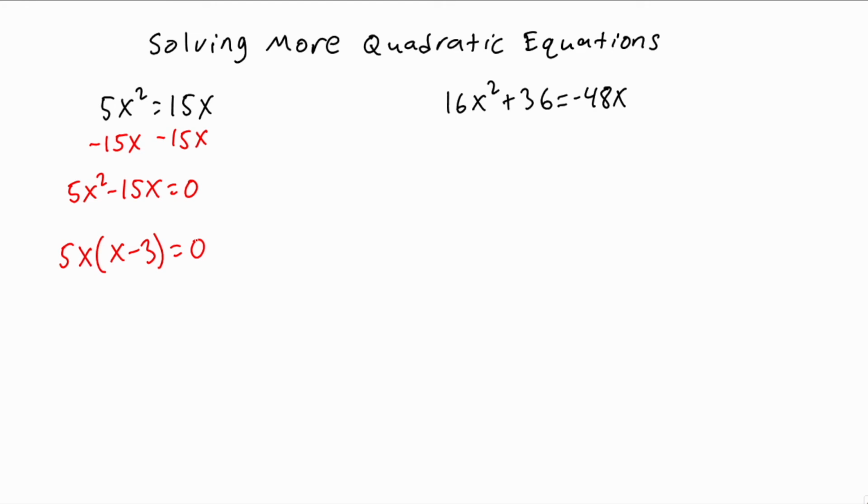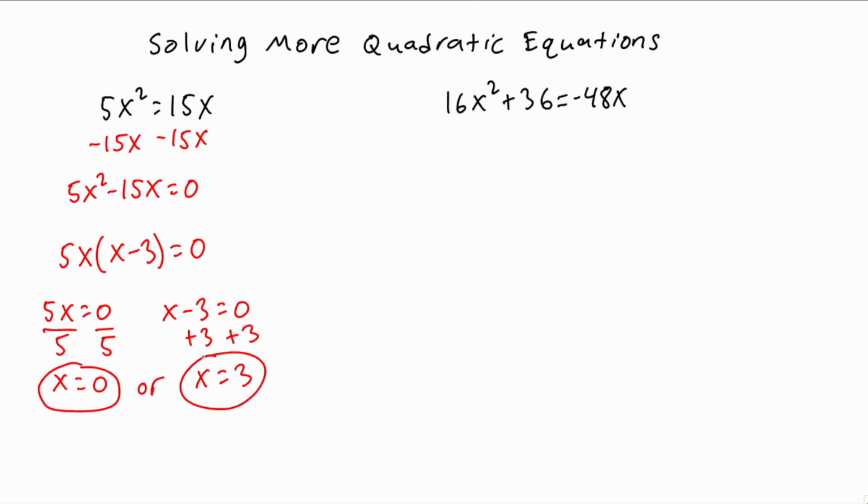So now we use the zero product property. And in the first equation, it's just going to be simple 5x equals 0. And the second one's going to be x minus 3 equals 0. On the left one, divide both sides by 5, and you get x equals 0, because 0 divided by anything is 0. And in the right one, add 3 to both sides, and we're going to get x equals 3. So we have x equals 0 or x equals 3.